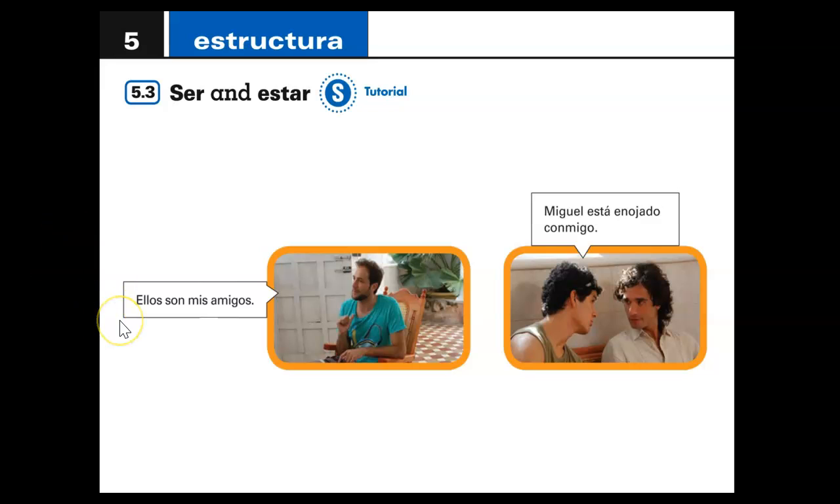So let's look at some examples here. So you see here, it says, ellos son mis amigos. Literally saying, they are my friends. Or Miguel está enojado conmigo. Okay? So kind of seeing how we're using it. So if you look here, estar is used when we're talking about emotions and conditions, which we've kind of learned about earlier in this lección. But then we also learned ser from last year when we were talking about whose friends are they.